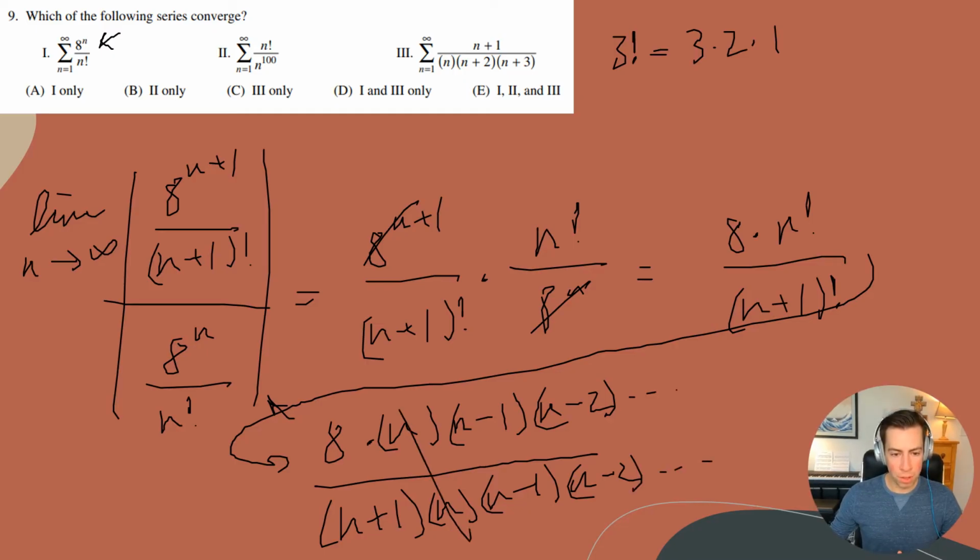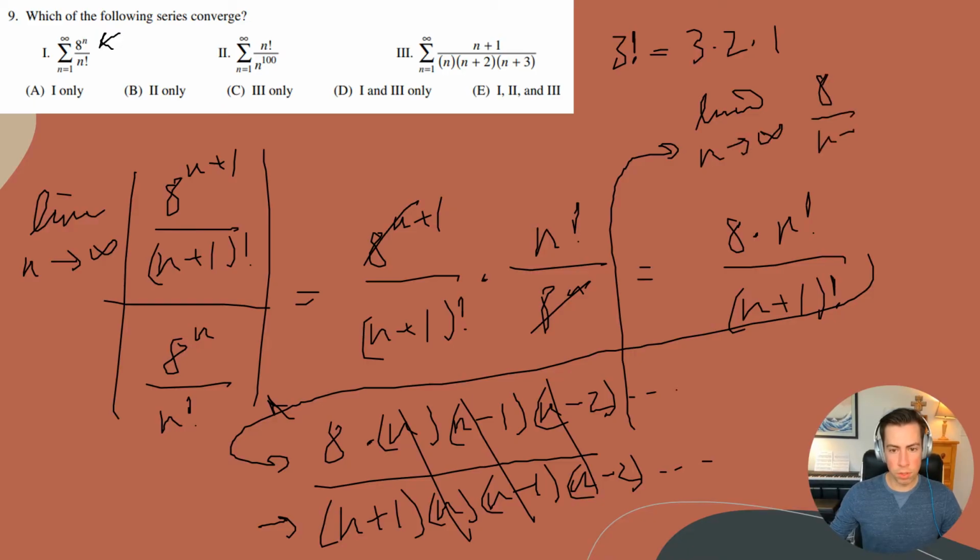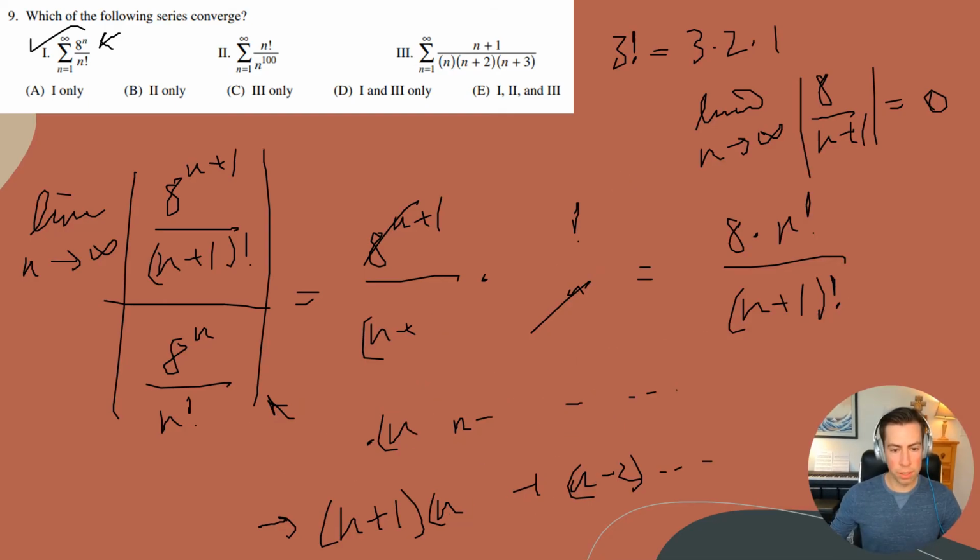Now all these n's cancel out except for the first term, and I will be left with the limit as n approaches infinity of 8 over n plus 1, and I know that this is going to converge to 0. Therefore, by the ratio test, 1 is going to converge. So that's getting a check mark for me. Let me go ahead and erase everything here, and we'll go on to the next series.